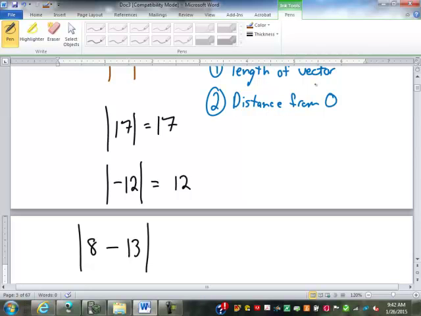It's like the absolute value of 8 minus 13 now. We talked about the order of operations. These absolute value symbols are an enclosing symbol. They're enclosing the 8 minus 13. So we have to do that first. What is 8 minus 13? Negative 5. Once we get it down to a single number inside there, then we can do the absolute value. And the absolute value of negative 5 is 5.